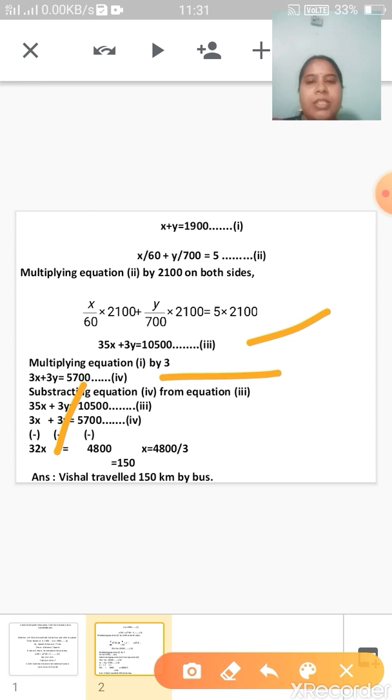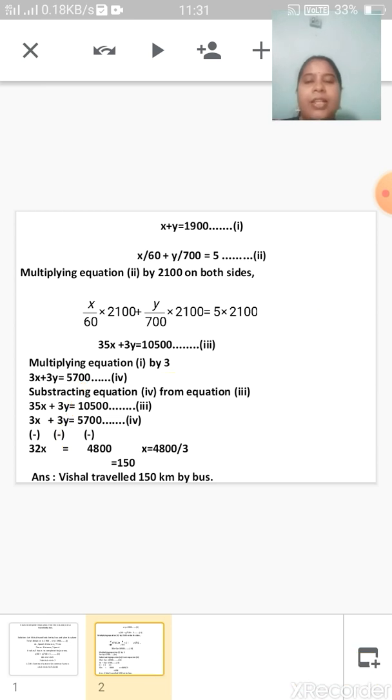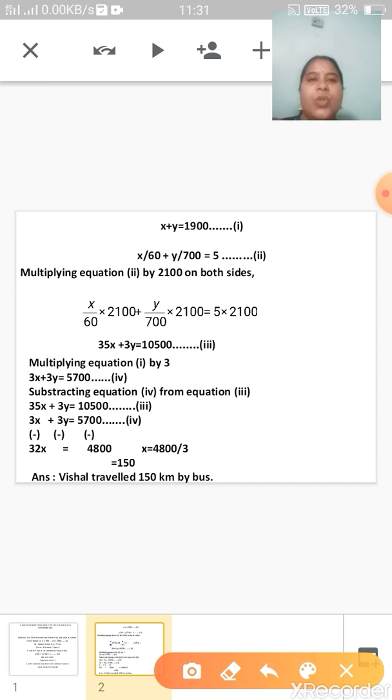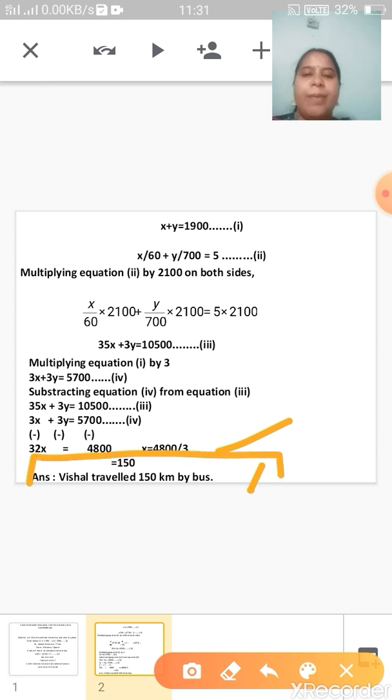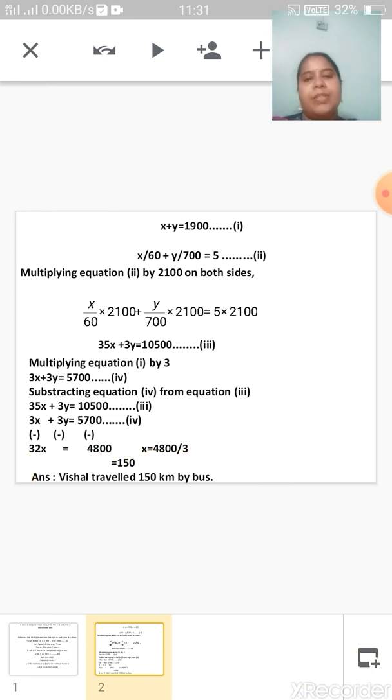35x minus 3x is equal to 32x, and that will be equal to 4800. So x will be equal to 4800 upon 32, which is nothing but 150. And x is the thing which we have assumed as distance travelled by bus. I need not find the value of y in this because they have asked us only one quantity, that is only the distance travelled by bus. So this is our final answer, that Vishal travels a distance of 150 km by bus. I hope this lengthy sum is understood to you.